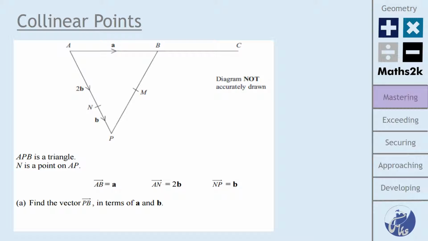The next question I'm going to go through looks at an idea of collinear points. These are points which are on a straight line. Now the first part of this question I'm going to go through quite quickly, in that it wants you to find the vector PB in terms of a and b.